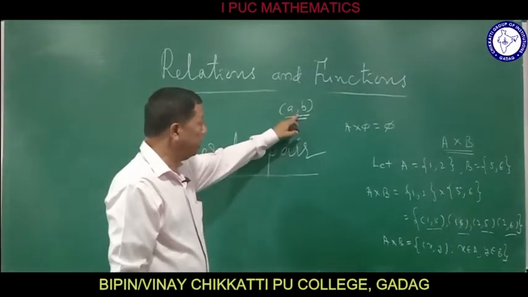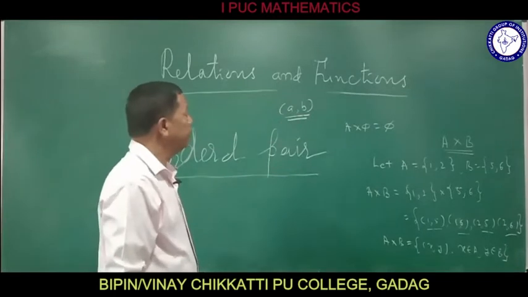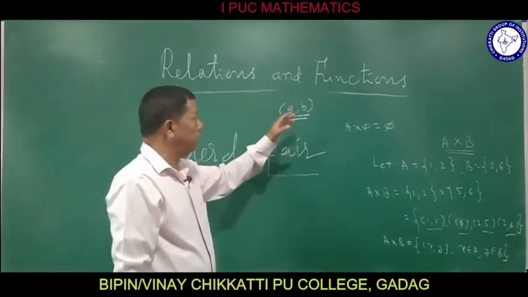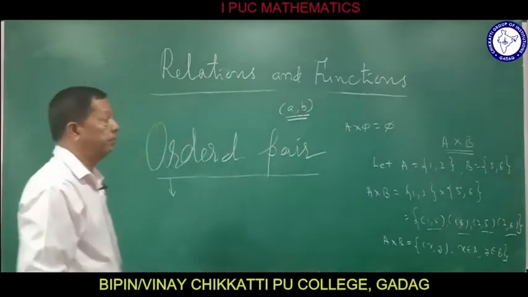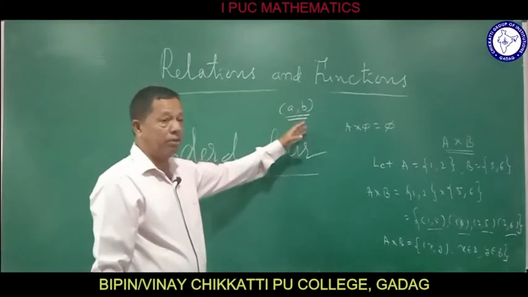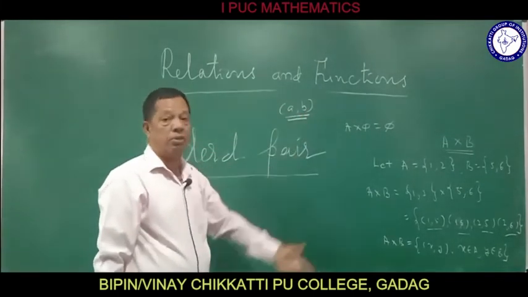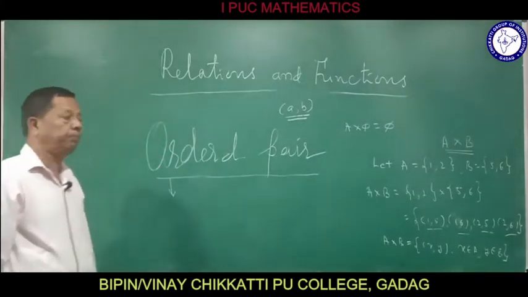separating them by a comma, and enclosing the pair in parentheses. Enclosed in parentheses. Parenthesis means a bracket. In Kannada, you can say avarana.